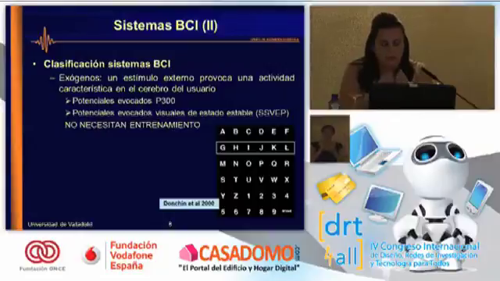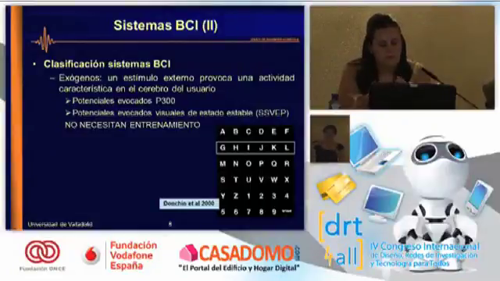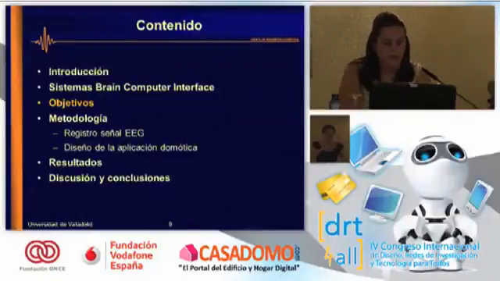When it blips, when it illuminates, that leads to a potential 300 milliseconds later, and then when you analyze row and column, that you got a response in the encephalogram, you can detect the user's choice. So the advantage here is that they don't need any training, but these kinds of systems are synchronous systems, unlike the previous ones where the user was conducting the task.